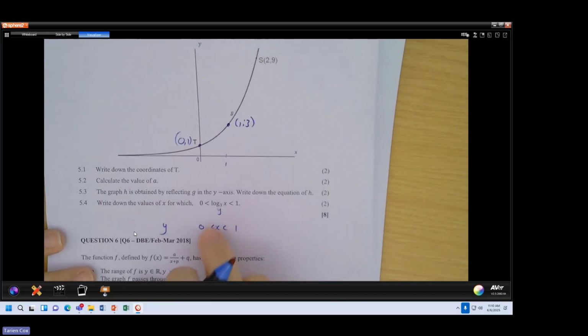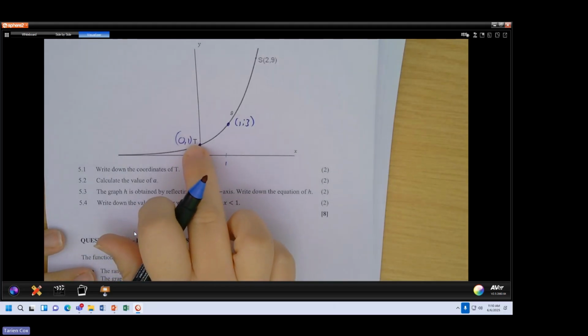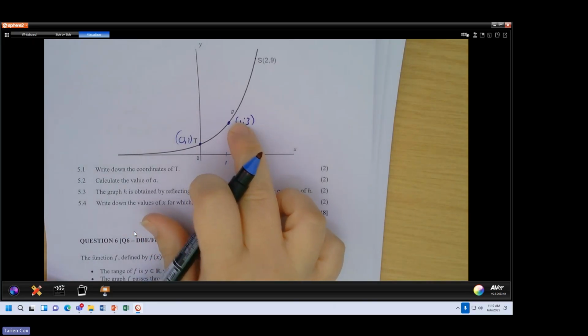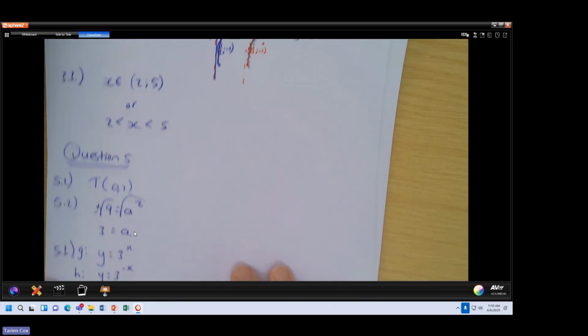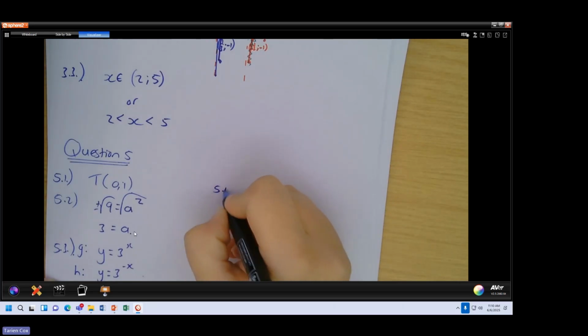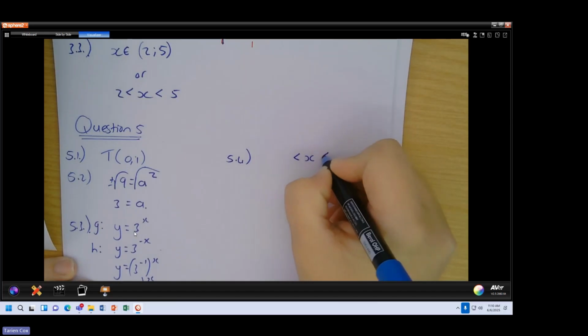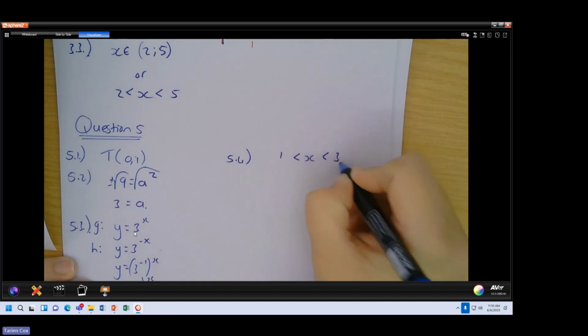Right. So the question is then for which y values, so it will be between 1 and 3. Right, so my answer will then be, you can't answer for y, you will then answer for x, but x will lie between 1 and 3.